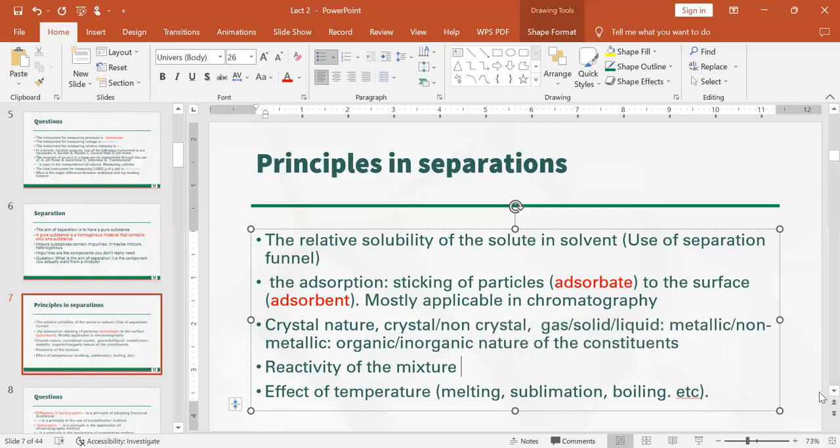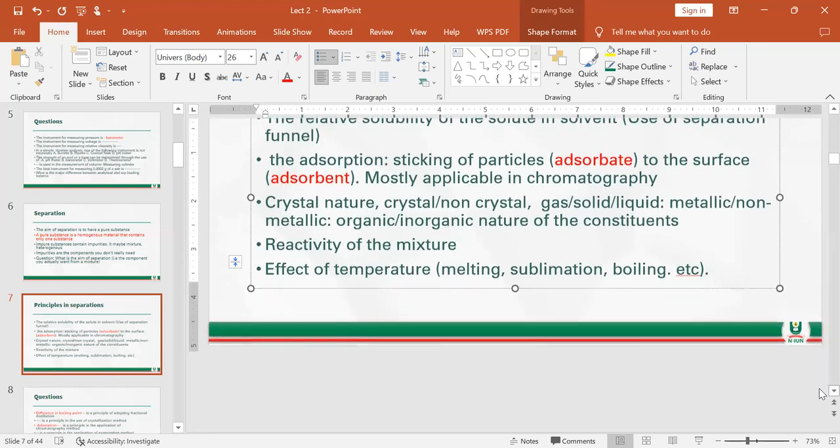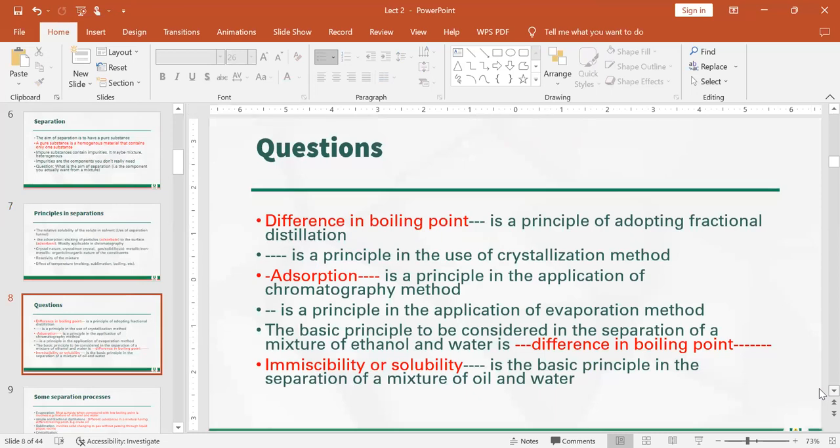distillation. Fractional distillation you look at differently. Difference in boiling point is the principle for fractional distillation. The principle for use of the crystallization method is the ability of the substances to form a crystal. Then there is the chromatographic method, which has its own principle.